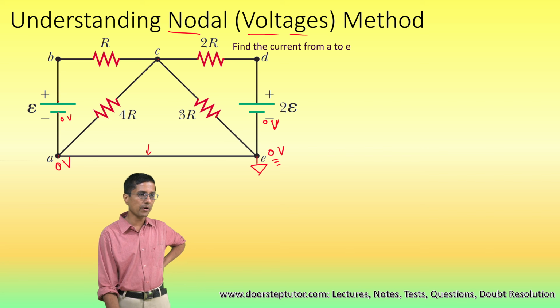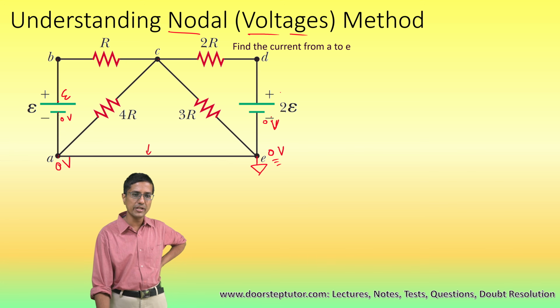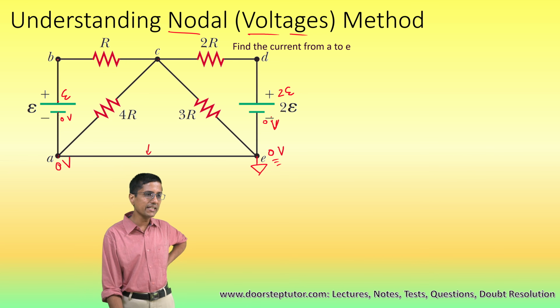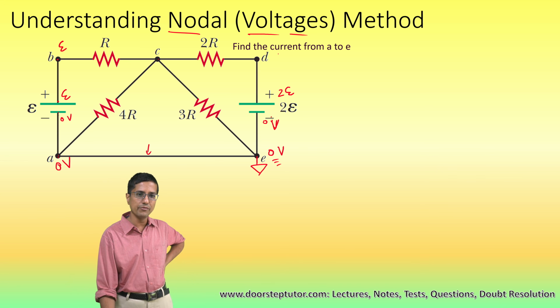From here, if it's 0, and the EMF of this battery is epsilon, therefore the voltage here has to be epsilon. The voltage from here to here has to increase by 2 epsilon, so it goes from 0 to 2 epsilon. Since the voltage here is epsilon and the wire is ideal, the voltage at B would be epsilon. Voltage at D would be 2 epsilon.